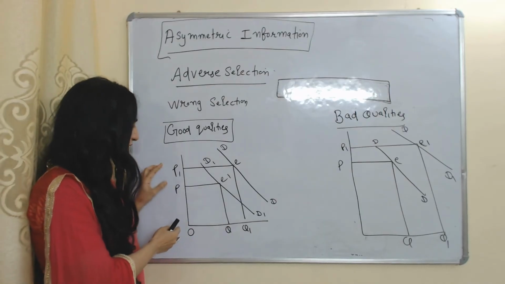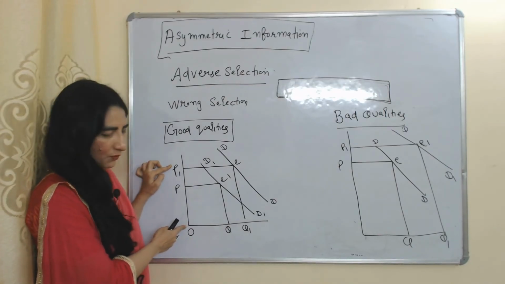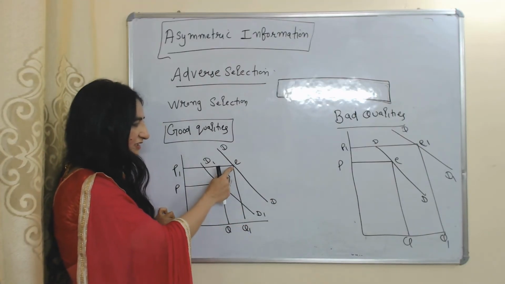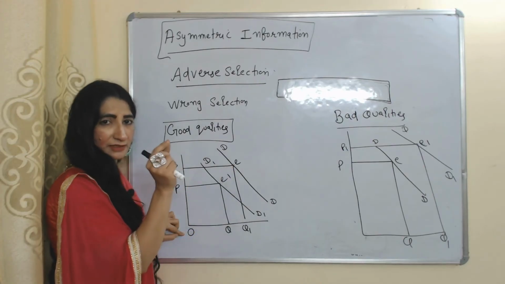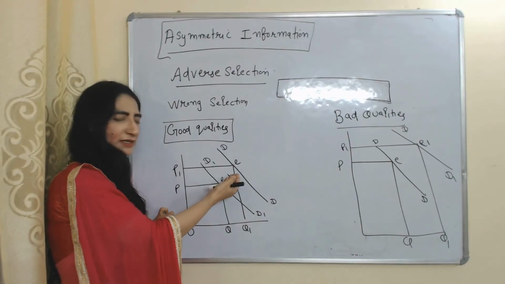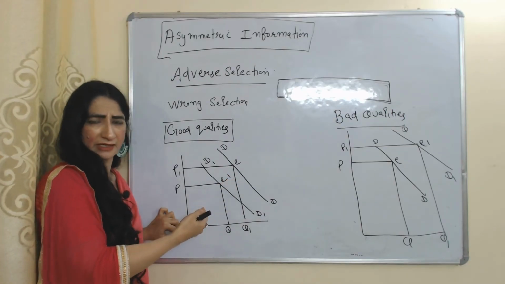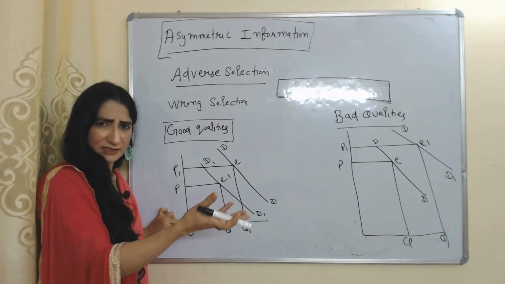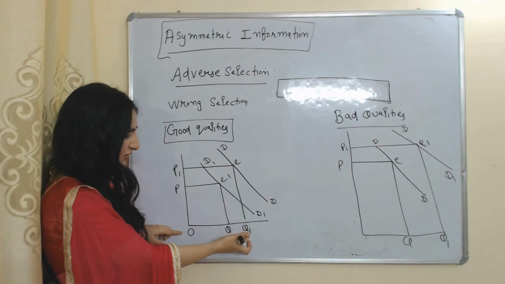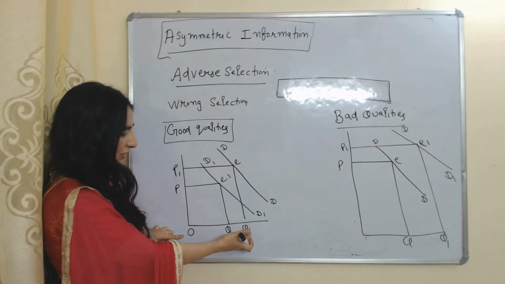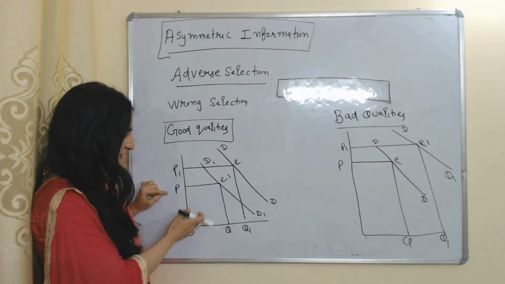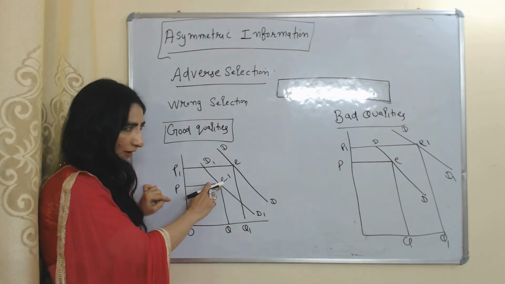Initially, the price of a good quality second-hand car is OP1 and its quantity in the market is OQ1. Initially, the equilibrium point is E. But because of lack of information, consumers perceive good quality cars as bad quality cars. That's why they don't want to buy this type of car. As a result, quantity and price reduce. You can see now the quantity reduced from OQ1 to OQ and the price reduced from OP1 to OP. The new equilibrium point is E1.